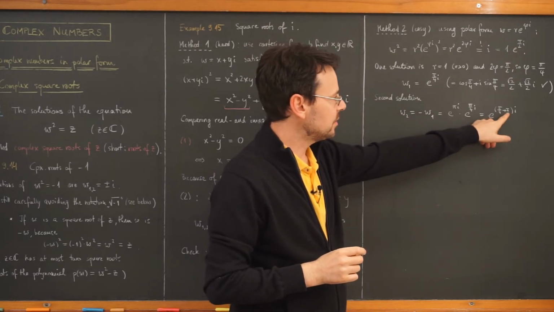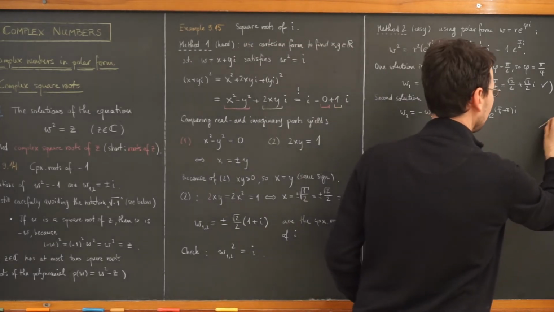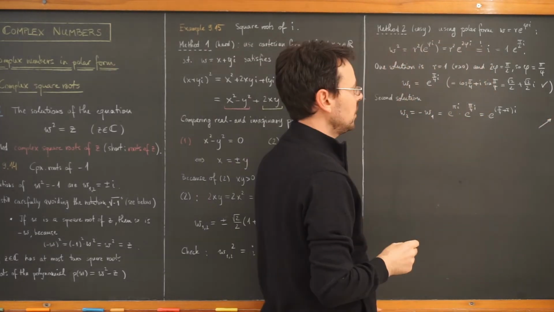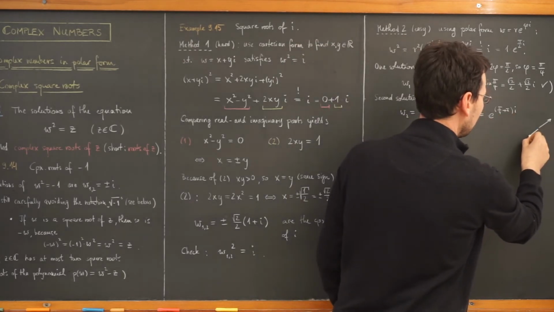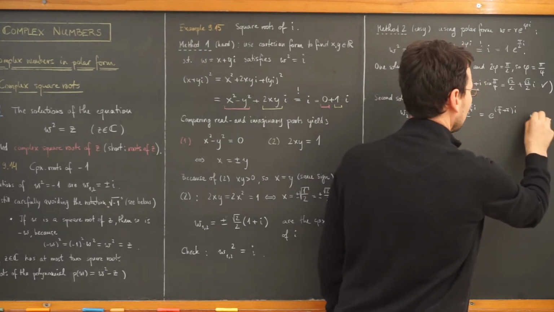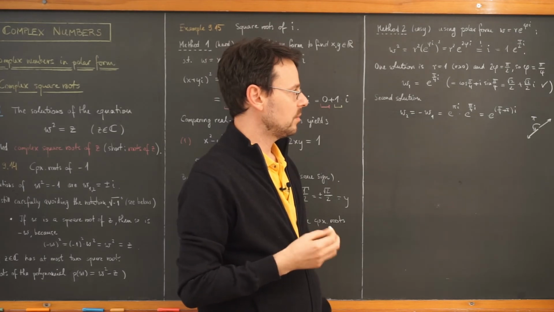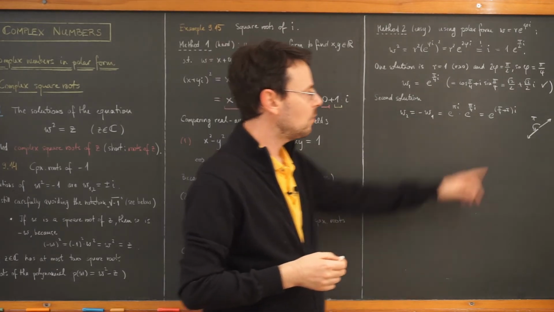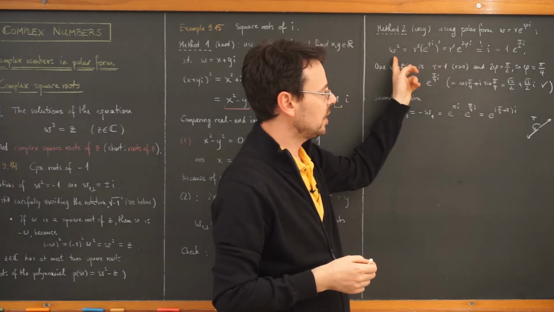And now this is interesting, because I take this arrow, e to the pi over 4 times i, and what do I do? I rotate it by 180 degrees, or by pi. And now what happens to this rotation when I square the arrow?